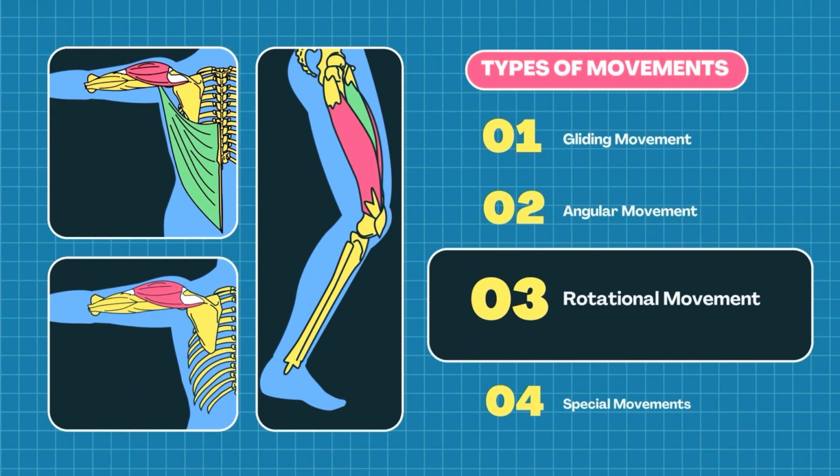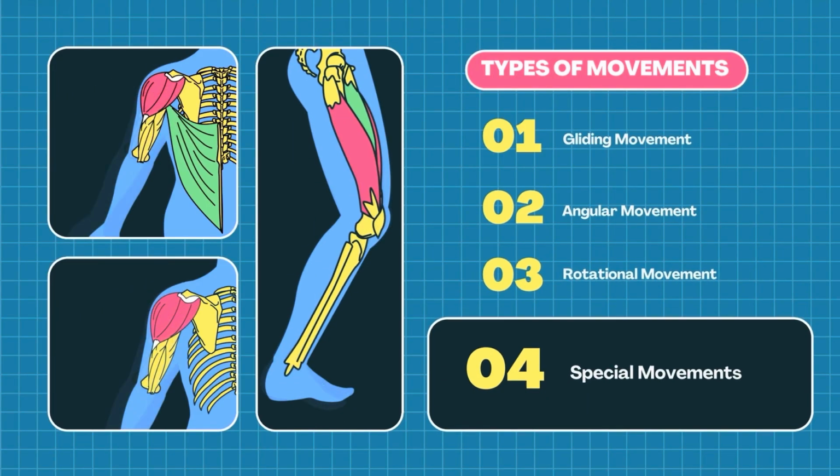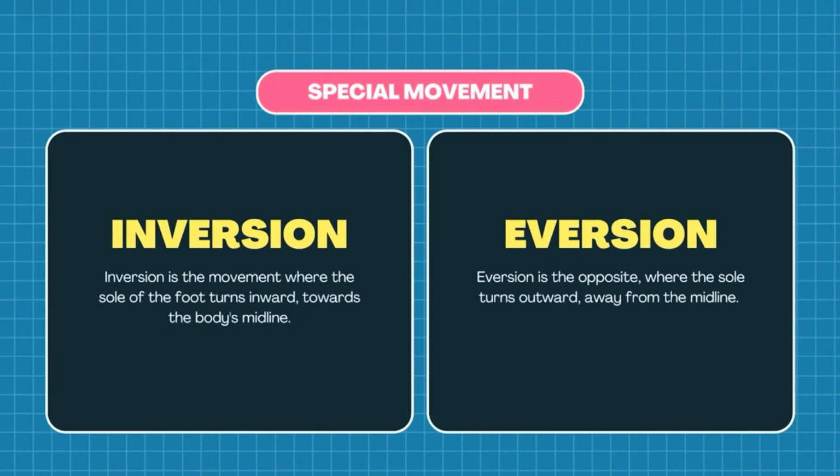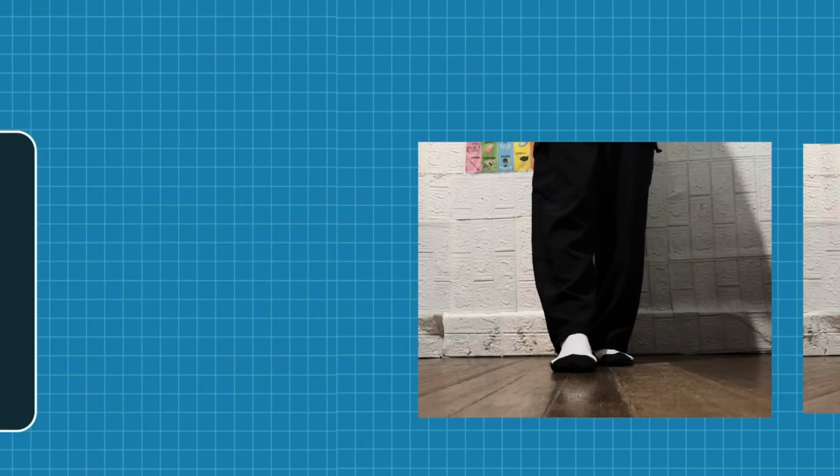And last but not the least, special movements. At first, inversion and eversion. Inversion is when the sole of the foot turns inwards towards the body's midline, while eversion is the opposite as the sole of the foot turns outward away from the midline.